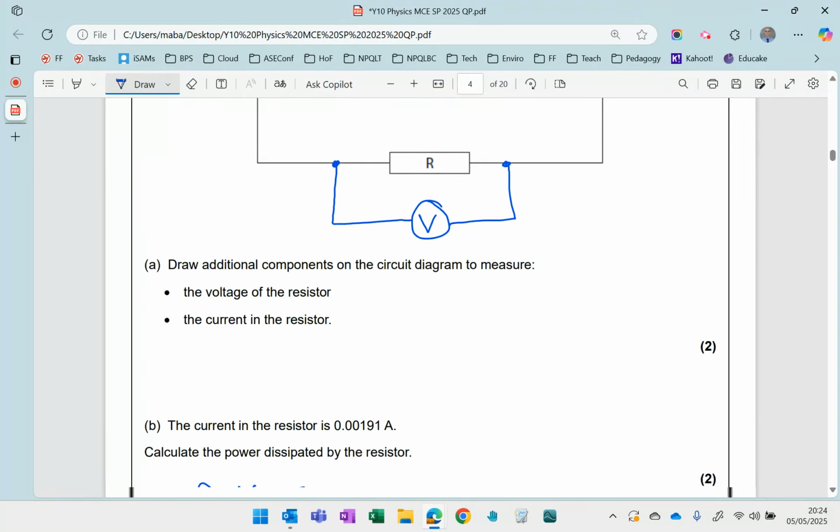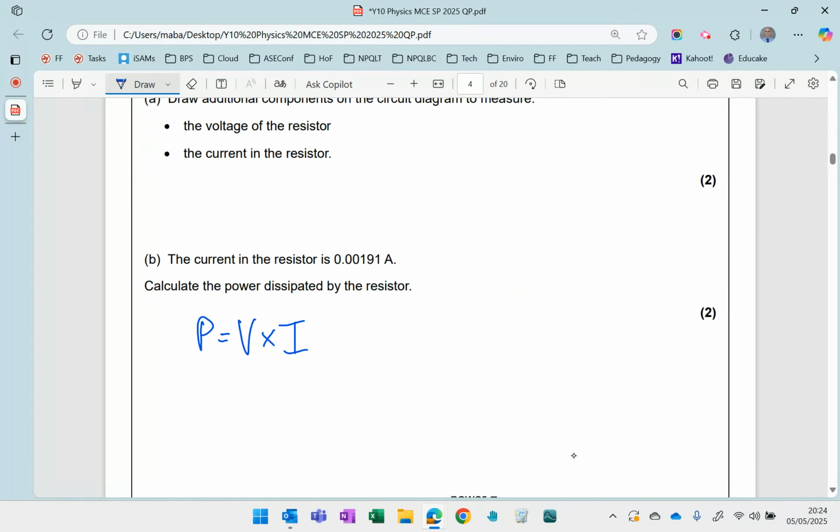If you want to go back to basics to do it, you can write down what the question tells you, which is that V is 9 volts. It told you that in part A of the question, and that the current is 0.00191 amps. Okay, and also that we're trying to calculate the power. So that was steps 1 and 2 in the 6 steps of calculation bliss.